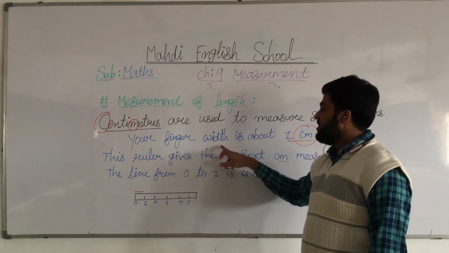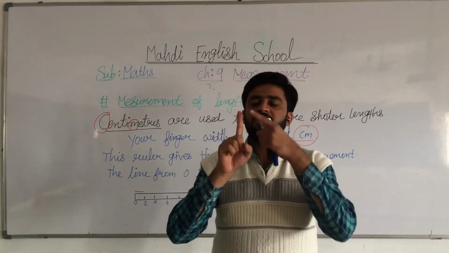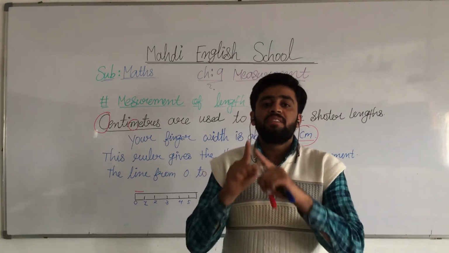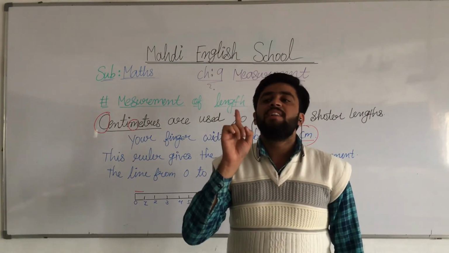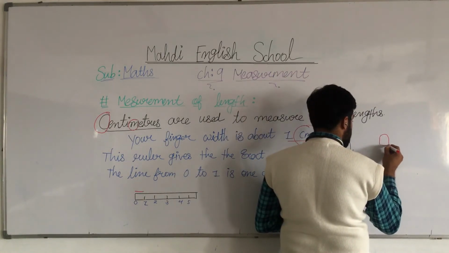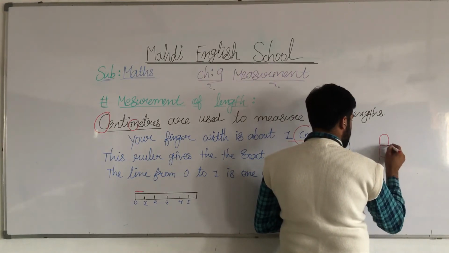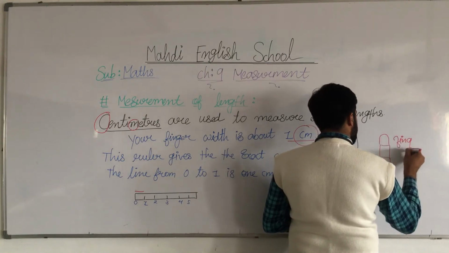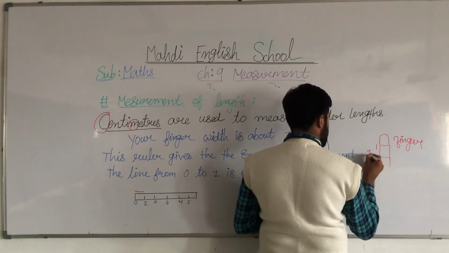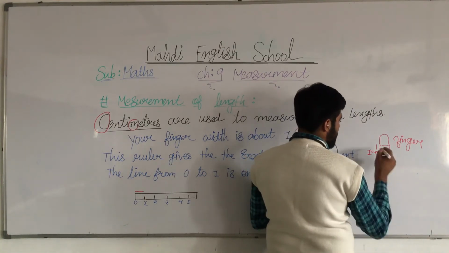Now, your finger width is about 1 centimeter. See, this is your finger width. How many lines are in our finger? 1, 2 and 3. 3 lines in our fingers. So that's why its width is what? 1 centimeter. See, I draw here. This is our finger and its width means 1 centimeter. What is this whole thing? See this, my dear students, this whole is 1 centimeter.